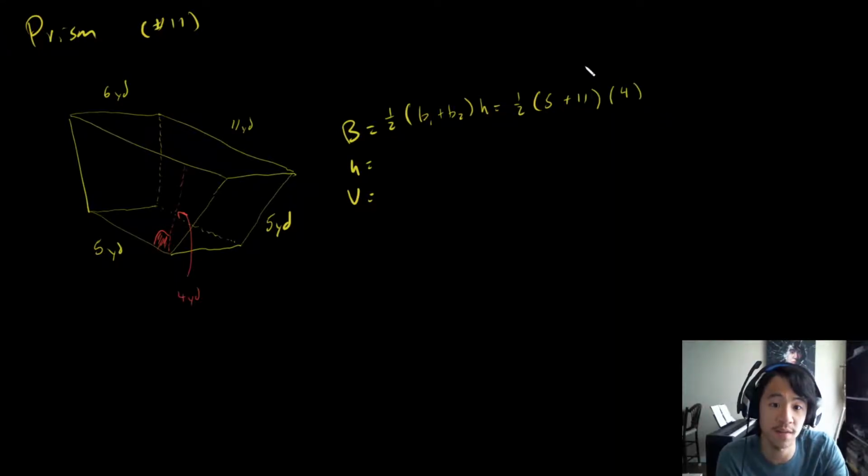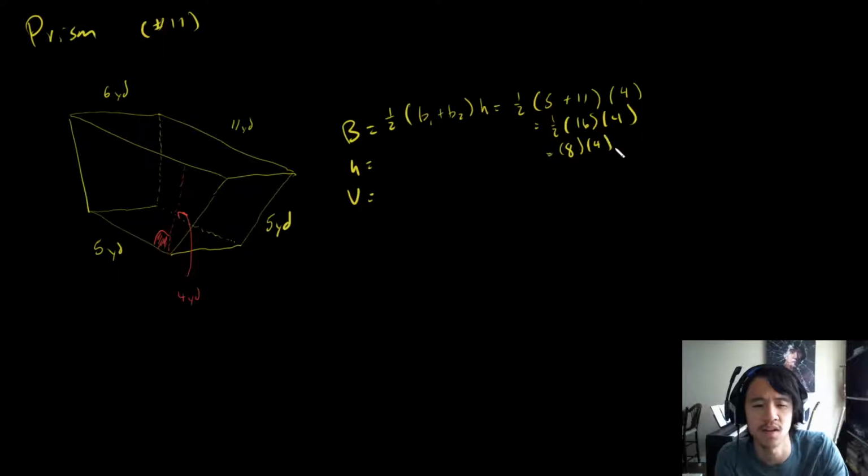So let's go ahead and evaluate this. This is equal to 1/2 times 16 times 4. So 1/2 times 16, that's going to be 8. Times 4, that's going to be 32. I know this is kind of weird how I did this, but we got 32 yards squared.